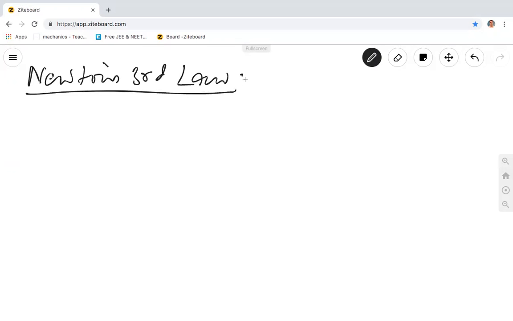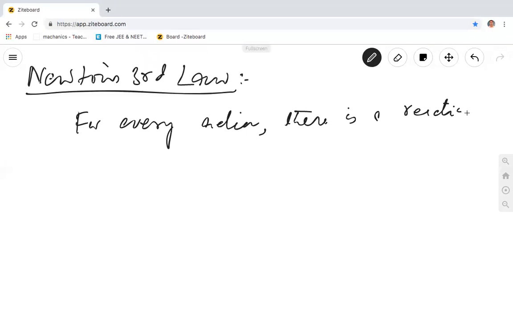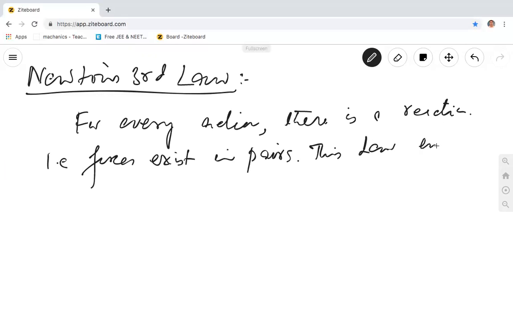What is Newton's third law? It states that for every action or force, there is a reaction. That is, forces exist in pairs. This law ensures the law of conservation of momentum.